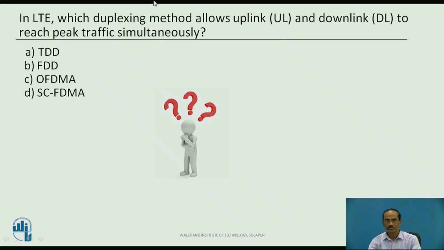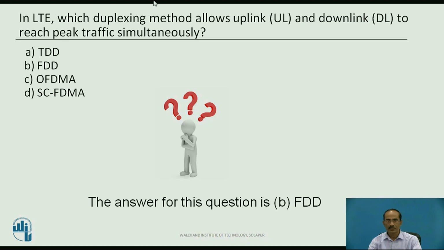Here there is a question: In LTE, which duplexing method allows uplink and downlink to reach peak traffic simultaneously? The options are A. TDD, B. FDD, C. OFDMA, D. SC-FDMA. Pause the video and try to think and answer this question. The correct answer is B, that is frequency division duplexing.